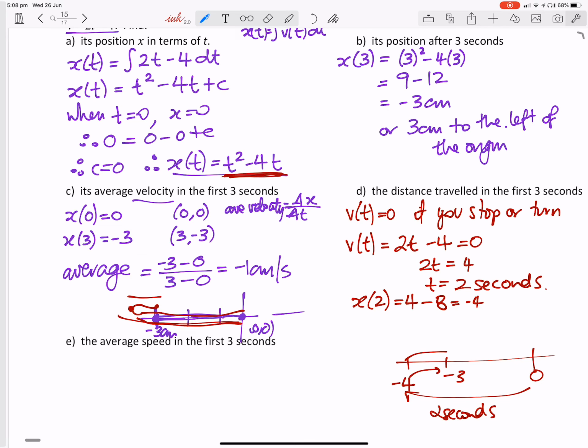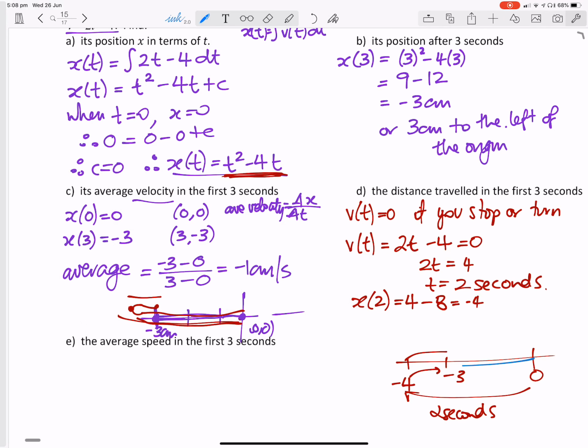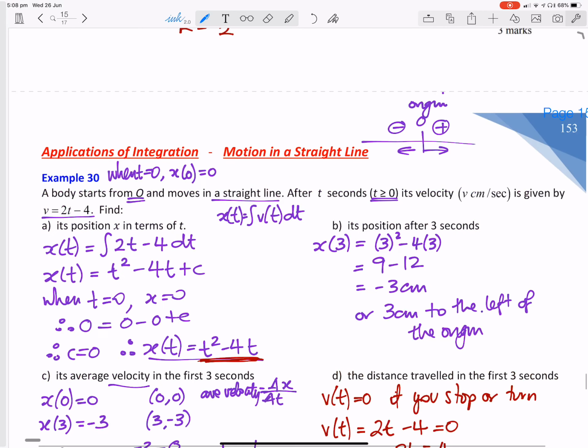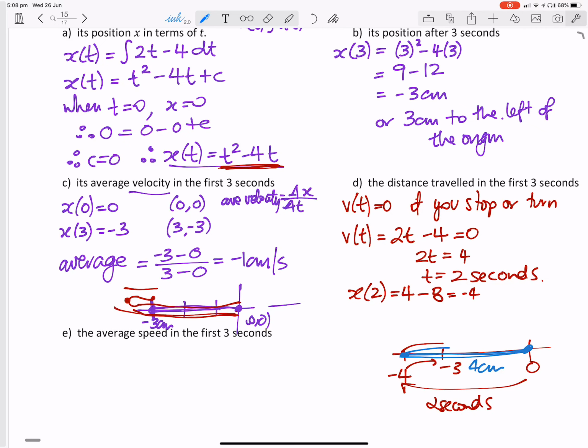So if I was to walk from here to here, and then back to here, to go from the origin to negative 4, well, that distance is 4 centimeters, well, meters, but it's in centimeters. So it's 4 centimeters back to here, and then it's 1 centimeter here. So my distance is 5 centimeters. That's how far I've traveled.